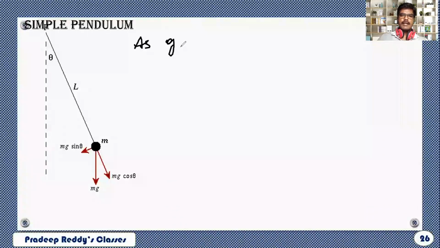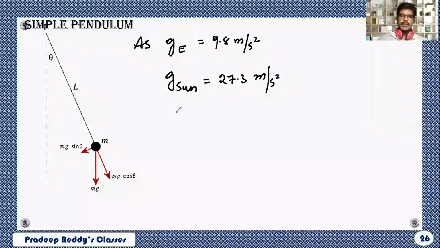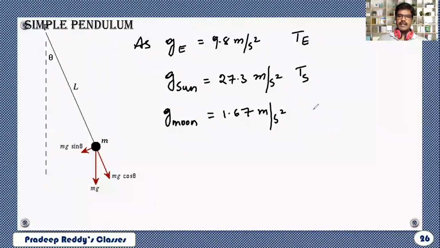Acceleration due to gravity on the earth is 9.8 meter per second square, acceleration due to gravity on the sun is 27.3 meter per second square, and acceleration due to gravity on the moon is 1.67 meter per second square. So if you are taking a pendulum, the time period of the pendulum on earth is TE, on the sun is TS, and on the moon is TM.